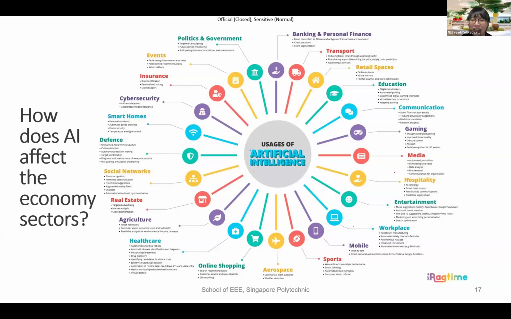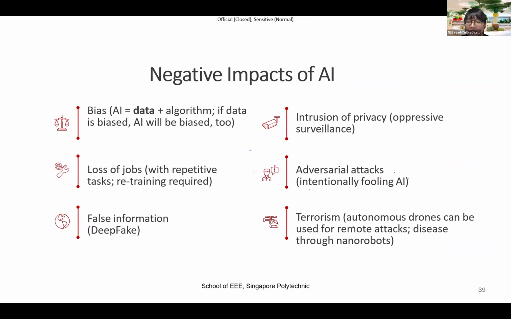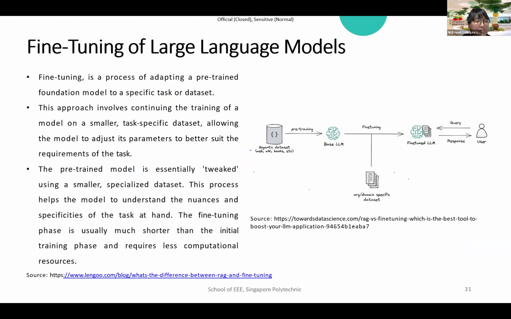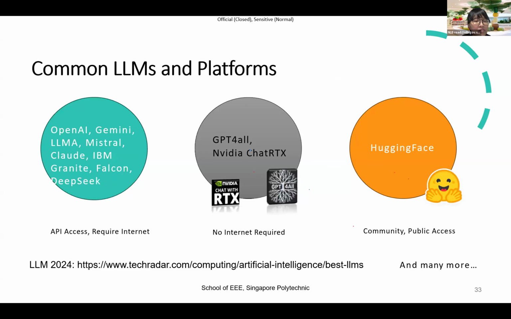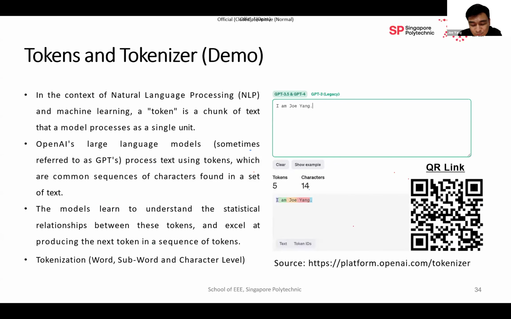Sorry, Joe, there's another request to see slide number 34. So these are tokens and tokenizers. This is from the OpenAI tokenizer. We use it to check how long your input text is. Based on your inputs, your prompts, it decides how much.